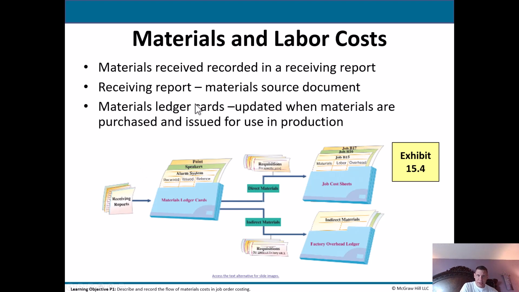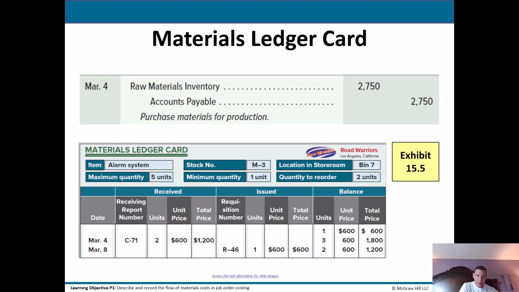And then materials ledger cards. These are updated when materials are purchased and then when they're issued for use in production. As an example, let's say that they purchased, in this case, $2,750 worth of raw materials. So they debit, or increase, the asset account raw materials inventory. You can see here it's being debited, and then they are crediting accounts payable. Remember what accounts payable are? That's accounts that you owe, money you owe other people. So obviously they've purchased this on credit, so they're going to have to pay for this in the future.